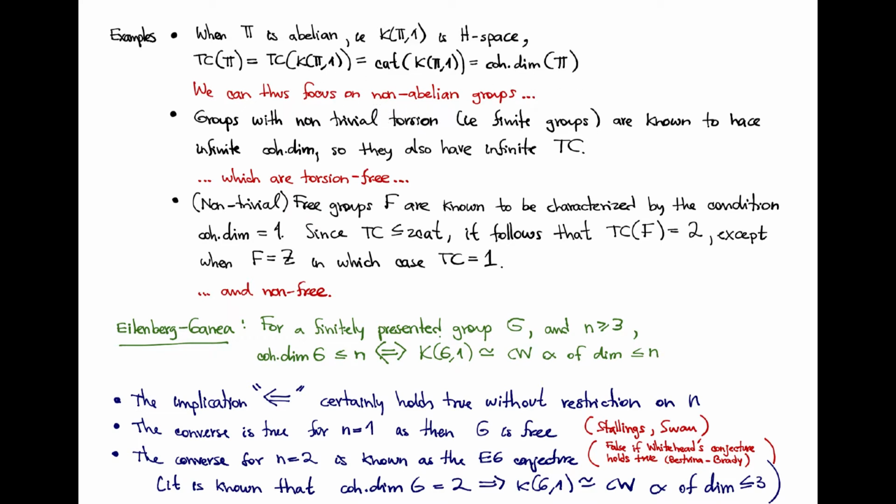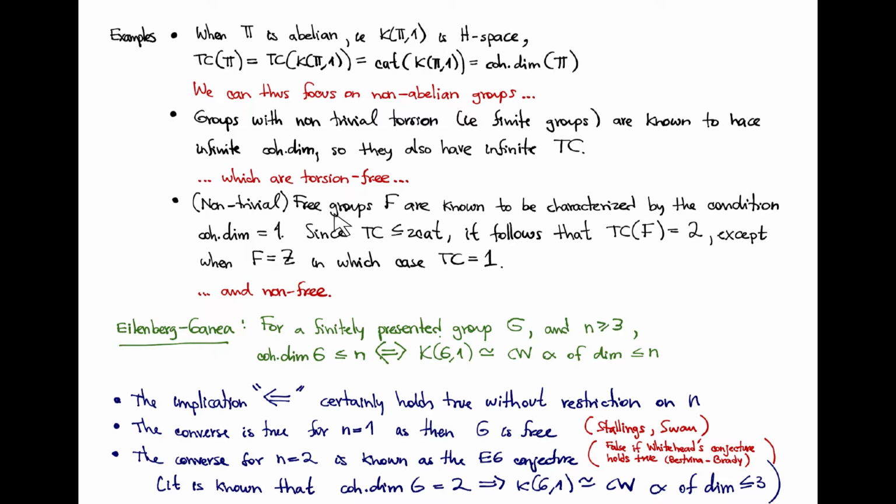So, avoid those. If the group has torsion, it's also standard that the cohomological dimension is infinite. So the category is infinite, and that's a lower bound for TC, so TC is also infinite. That's not of interest. So let's just stay away also from the torsion groups. So I'd better be considering torsion-free groups.